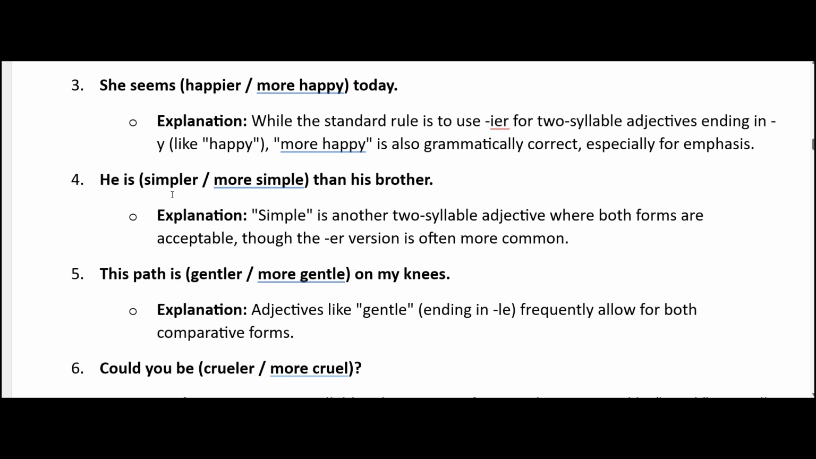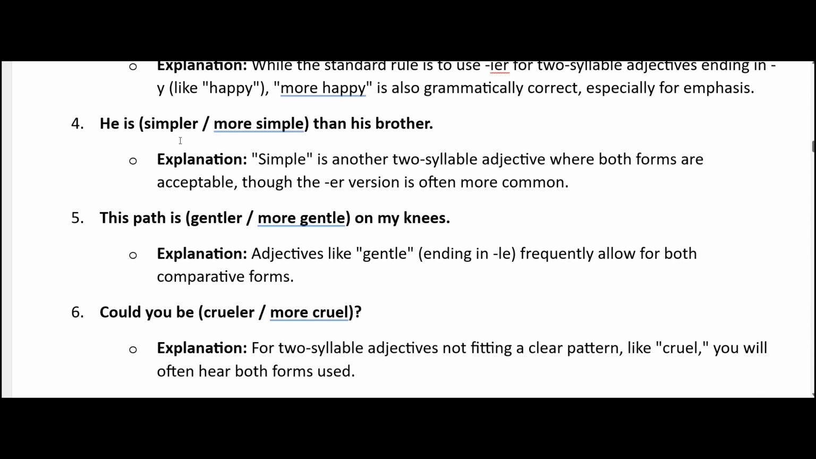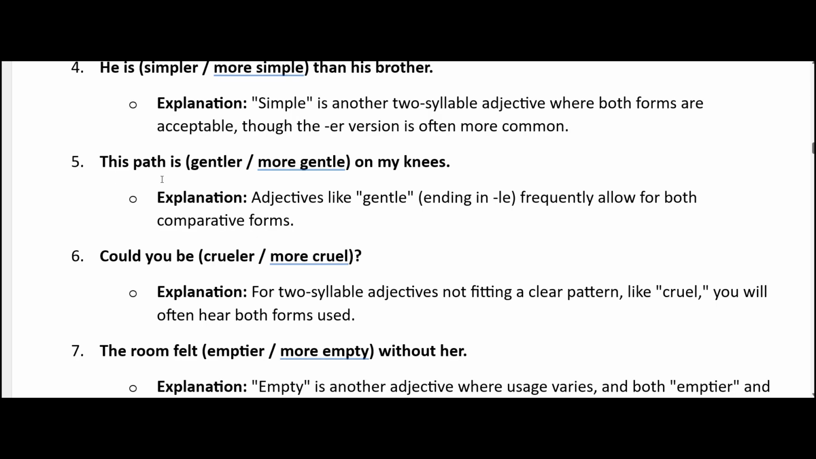Next is, he is simpler or more simple than his brother. Simple is another two-syllable adjective where both forms are acceptable, though the ER version, simpler, is often more common, because it's simpler to pronounce. Next is, this path is gentler on my knees or more gentle on my knees. Adjectives like gentle, ending in LE, frequently allow for both comparative forms again.